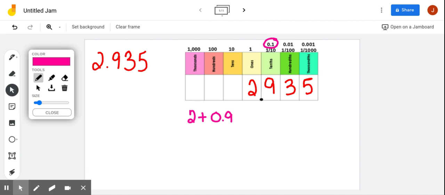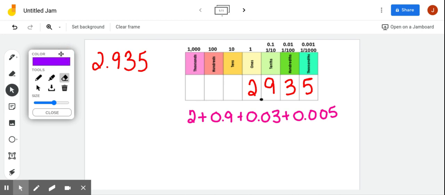I have a 3 in my hundredths place, so I'm going to use that decimal form right here and think, all right, well, I have 3 of them, so I'm going to write it as 3 hundredths plus a 5 in my thousandths place, 5 thousandths. So again, I added the value of each digit, stretched them out. Now I'm going to do the exact same thing, but in fraction form.